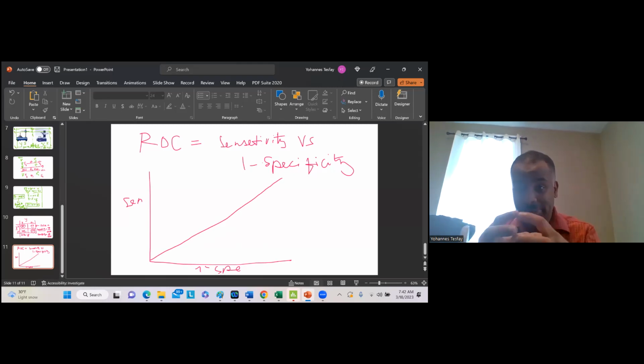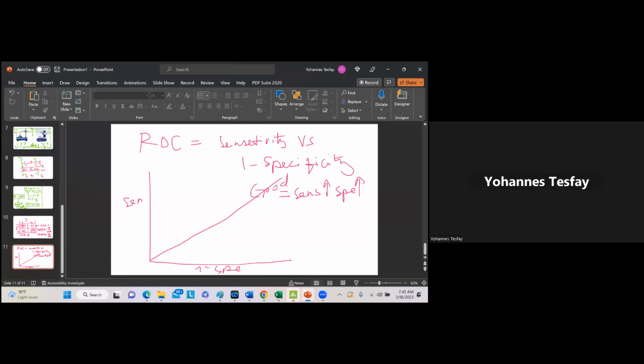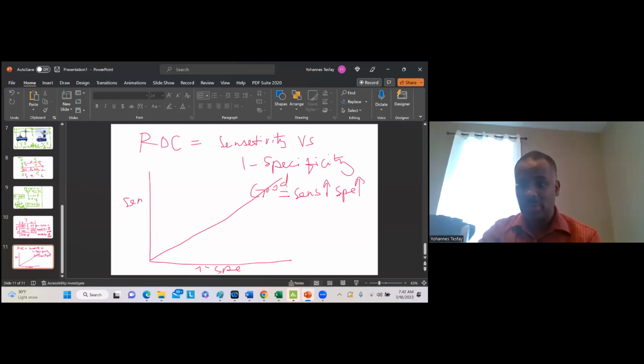The gauge agreement is good if both sensitivity is high and specificity is high, in the corner. Gauge agreement is good there. Otherwise, gauge agreement is bad. The lower the sensitivity and the lower the specificity, that's bad.